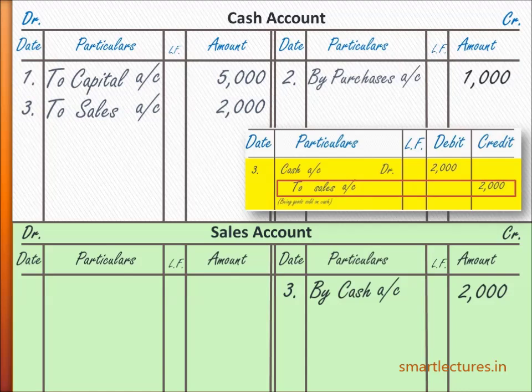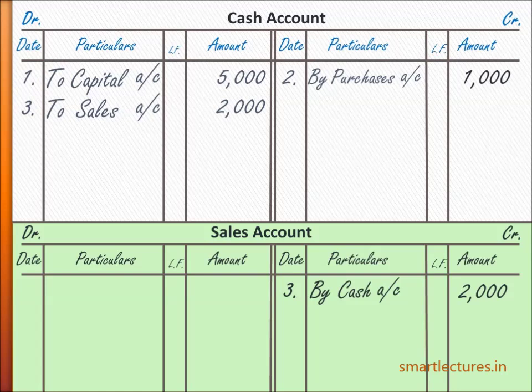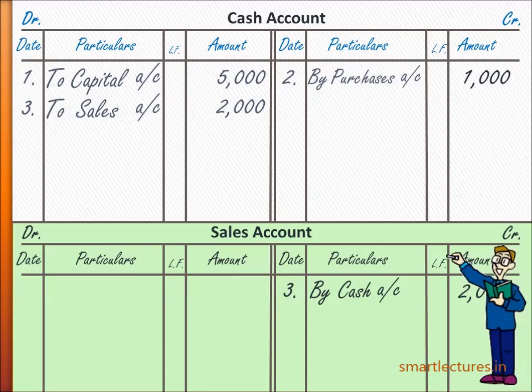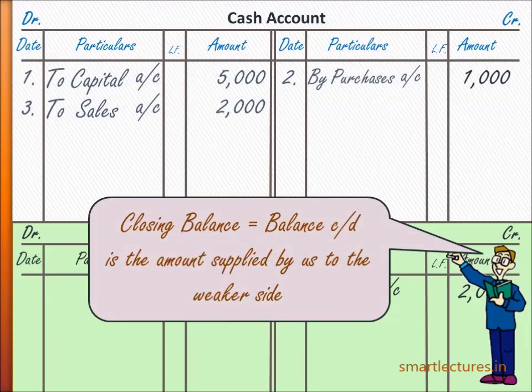Now, what will be the next step? We have to find out the closing balances of these 4 accounts. Closing balances means balance c/d. This is the amount supplied by us to the weaker side.